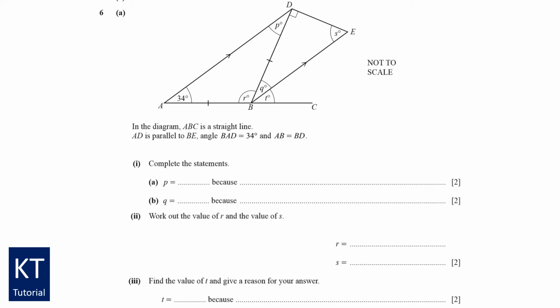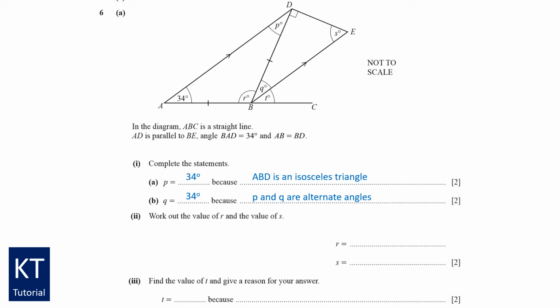Question 6a. In the diagram, ABC is a straight line. AD is parallel to BE, and the angle BAD is 34, and AB is equal to BD. Complete the statements. P is 34 degrees because ABD is an isosceles triangle. Q is 34 degrees because P and Q are alternate angles.